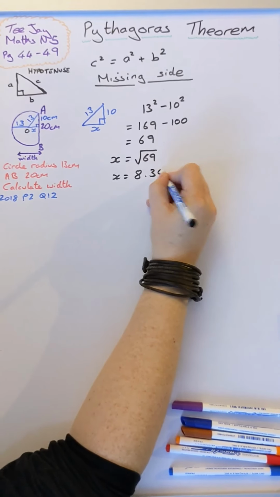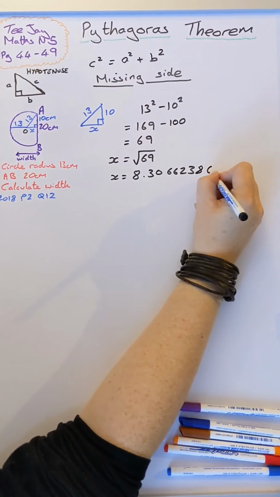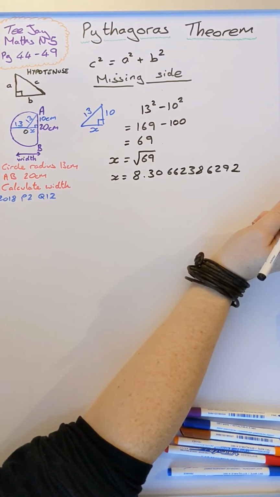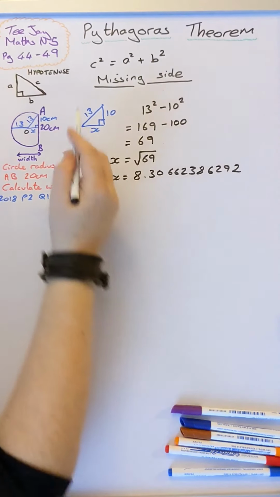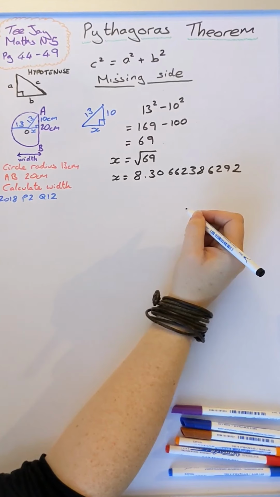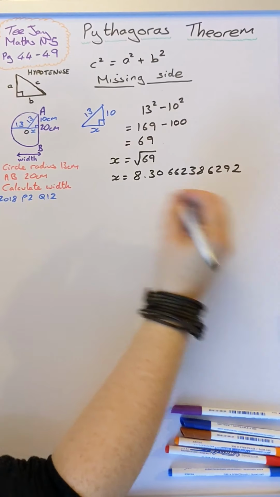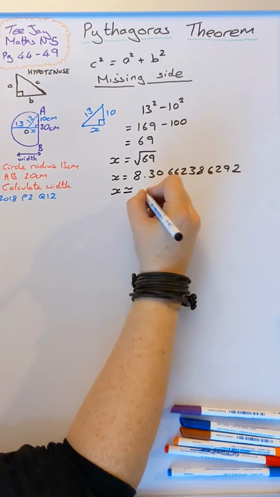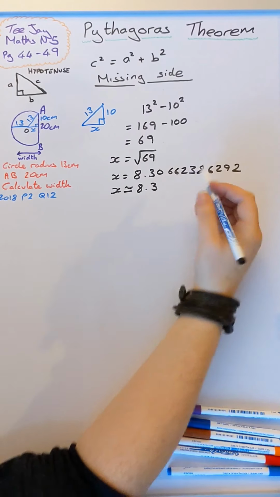We get 8.3066238692 on the calculator. We're not interested in most of these numbers though, because here we're dealing in whole centimetres. So it's reasonable to give it back either as whole centimetres or to 1 decimal place. So I'm going to give it as x is approximately equal, so that's the wiggly equals sign, to 8.3 rounded to 1 decimal place.